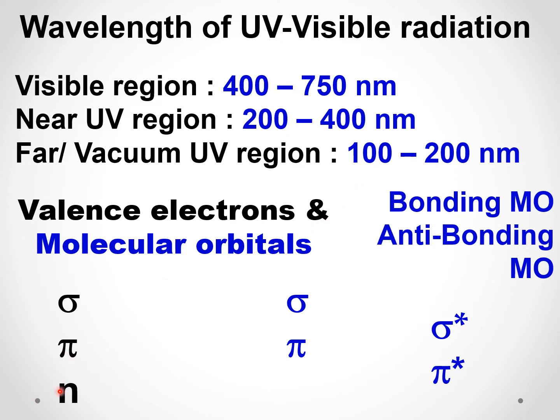Then these n electrons, non-bonding electrons, are in the non-bonding orbital. It's called non-bonding orbital. So these are the different types of orbitals present: sigma, sigma star, pi, pi star, and n, non-bonding. Electrons: you have sigma electrons, pi electrons, and the non-bonding n electrons.